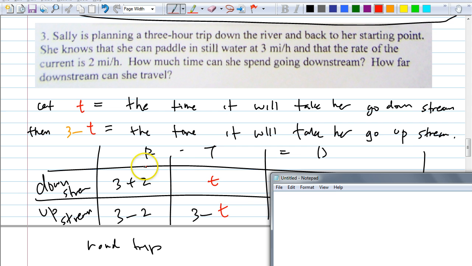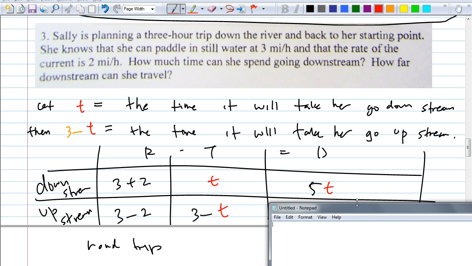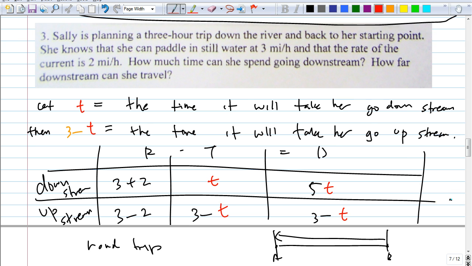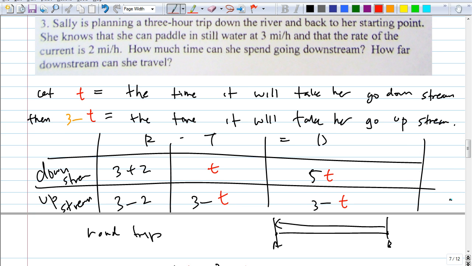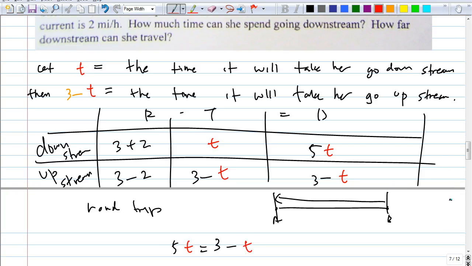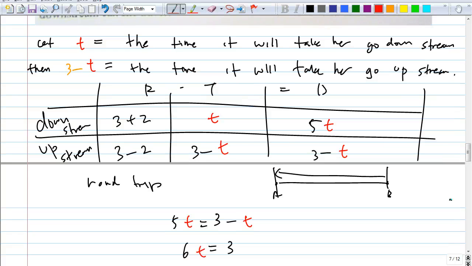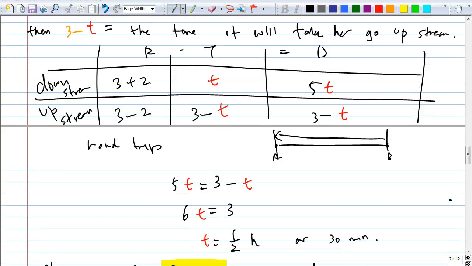So what is the distance then? How do we represent this distance? Well, isn't it rate times time? So the distance for downstream is 5t. What about the upstream? 3 minus t, times 1, which is just 3 minus t. And since it's a round trip, the distance is the same. So how do we come up with an equation? 5t equals 3 minus t. Does that make sense? So in this case, we get one equation with one variable. That's how you do that. Is this simple to solve? Yeah, just add t to both sides. Then divide by 6, you get half an hour or 30 minutes.